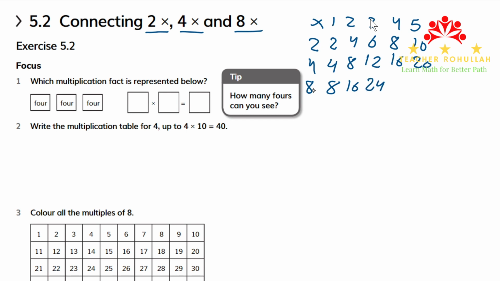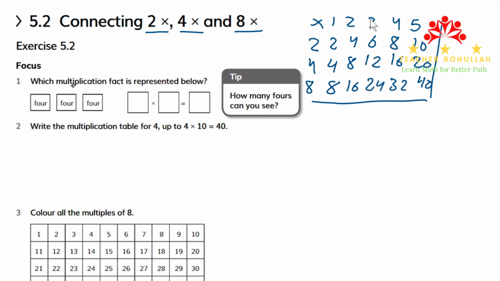24 is a multiple of 8 that we can get by multiplying 3 with 8, and double 16 is 32, which is a multiple of 8 and can be obtained by multiplying 4 with 8, and 5 times 8 is 40, which is double 20 as well. This is how we can link or connect the multiples or the times tables of 4, 2, and 8. Now we move to the questions.